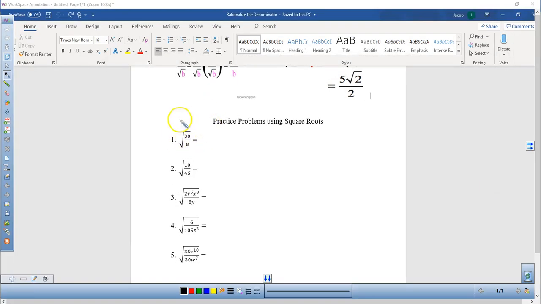Okay, so let's talk about number 1 first. Square root of 30 over 8. Remember that we can break this up and say it is the square root of 30 over the square root of 8. That's one way to do it. In fact, I'm going to show you both of these ways. You can simplify first, or you can simplify last.